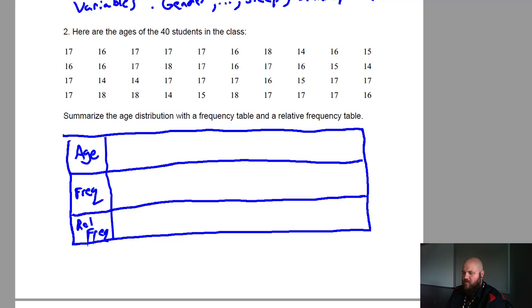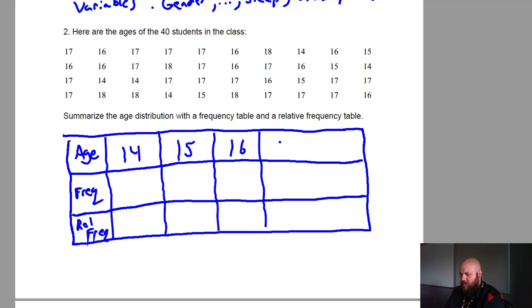Okay. So how many age groups do we have here? Well, let's see. The smallest one we have looks like is 14. Let's see, the next one we go up to 15. We're going up to 16. We got 17. And there's 18 in there as well.